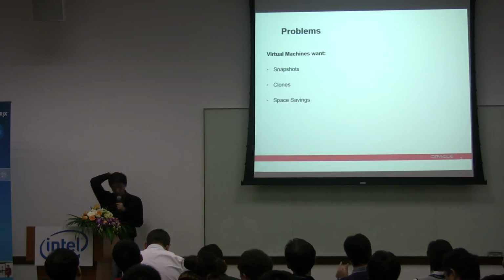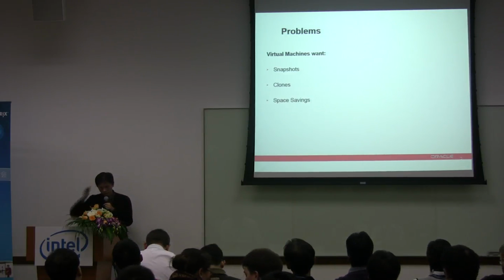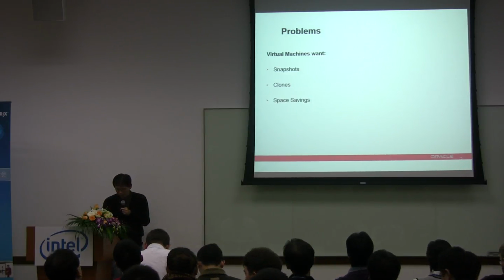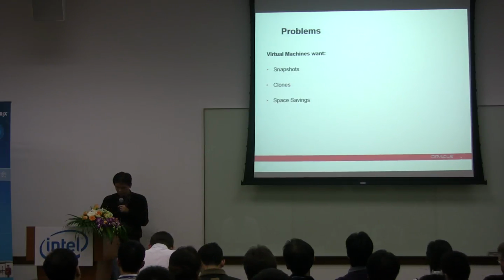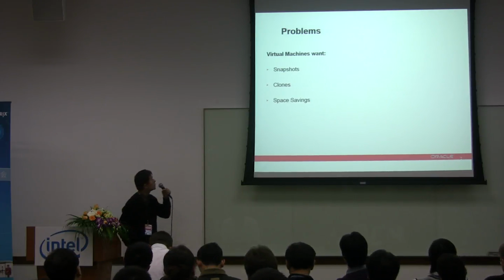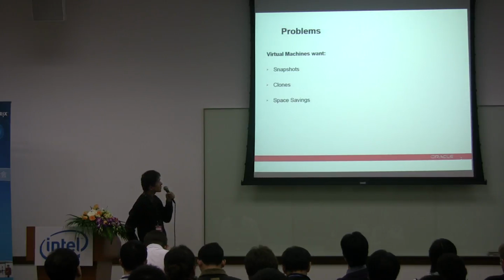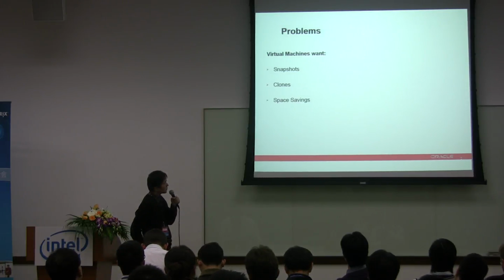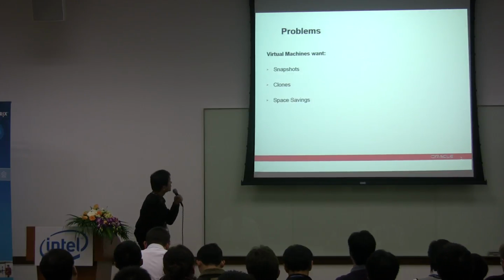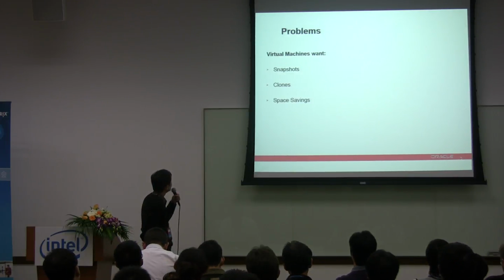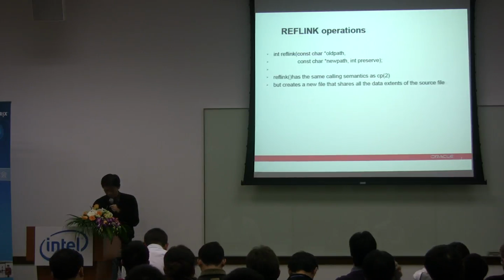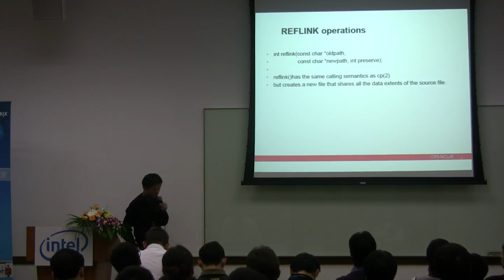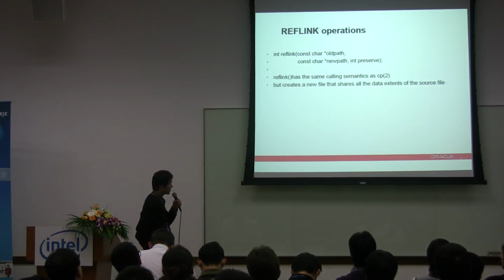Okay, so this is the problem we met. Normally virtual machines want first snapshot, second clone, and third space saving. Normally we want to implement all this at the file system level so that Xen or other virtualization environments don't need to worry about this type of thing. And the solution is that we promote a system call to the Linux kernel mainline, that is Reflink.